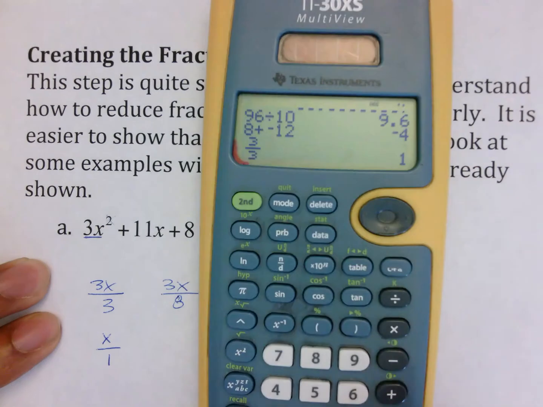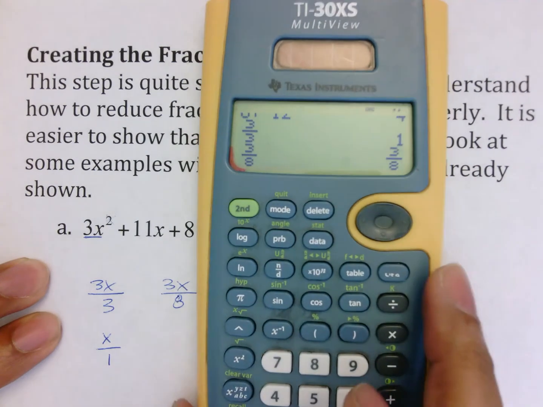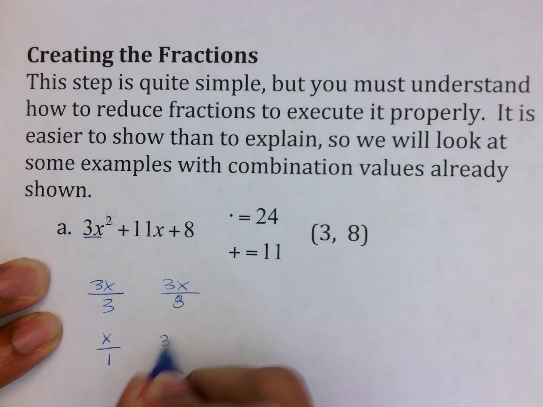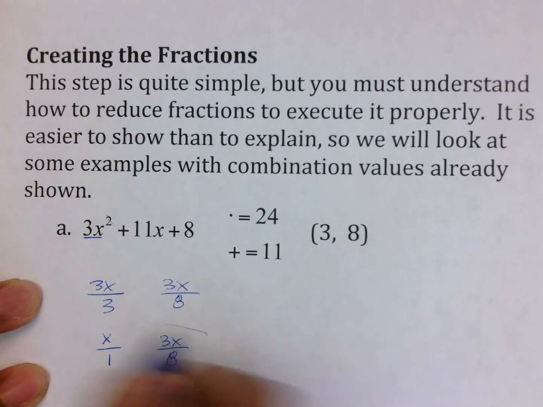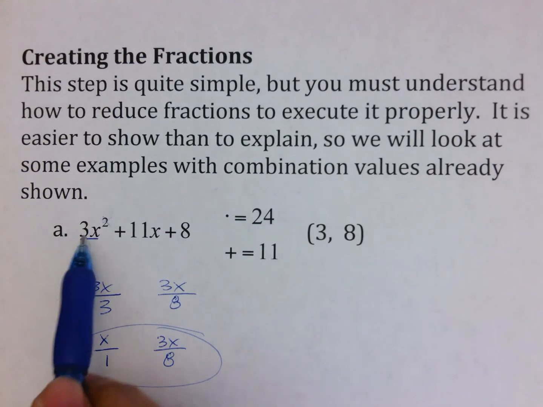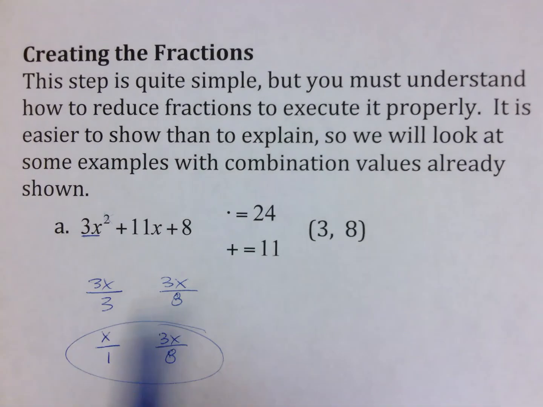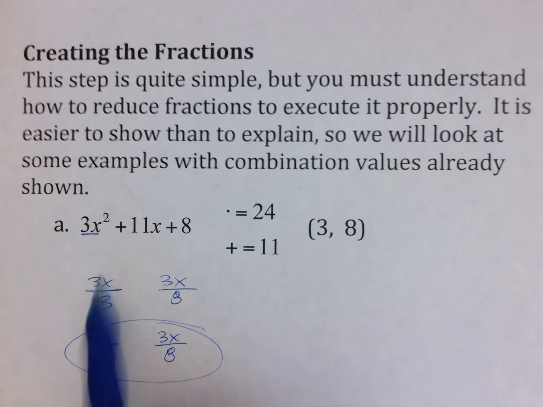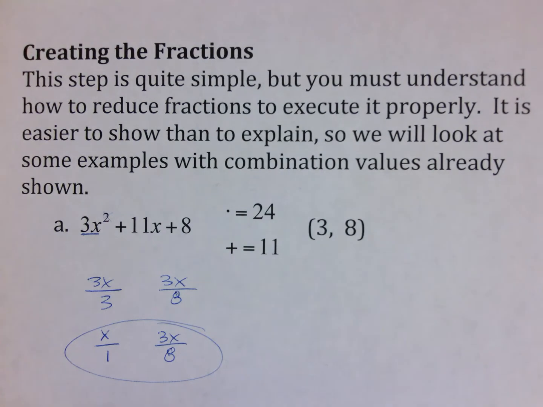3x over 8, let's see what 3 over 8 reduces to, which seems to be 3/8, so that's just going to be 3x over 8. That is what we're looking for here. So again, you take this part here, put it on the top of both of those numbers we just found, and then we make sure we reduce both of those fractions as far as we can, and then stop. Again, that is how you create the fractions.